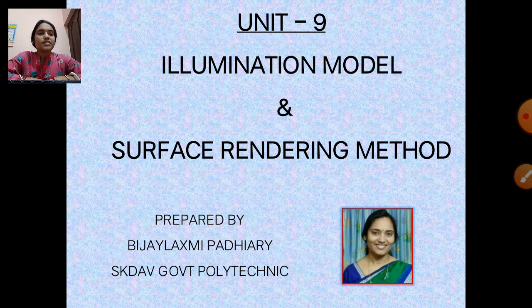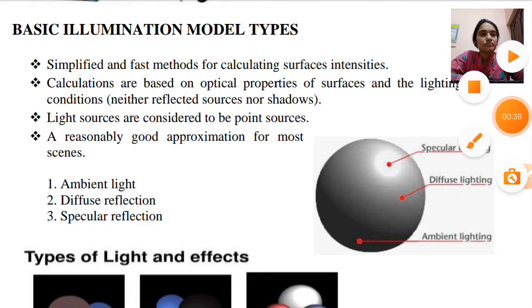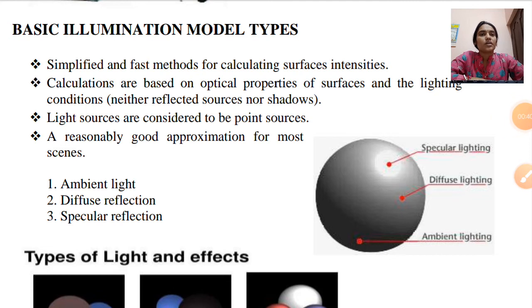In the previous class, we completed the 3D lighting and the concept of the basic illumination model. Today, I will discuss the different methods of basic illumination model. What are the different types of method that we discuss in this class? Okay, so let us see the different types of basic illumination model.